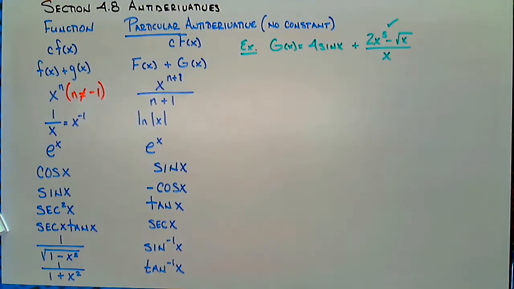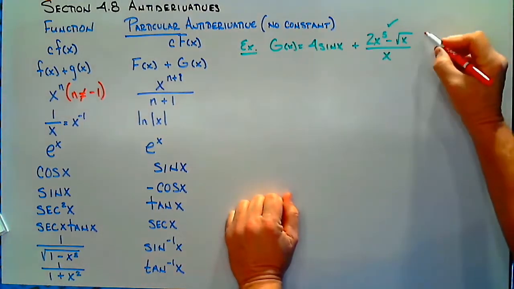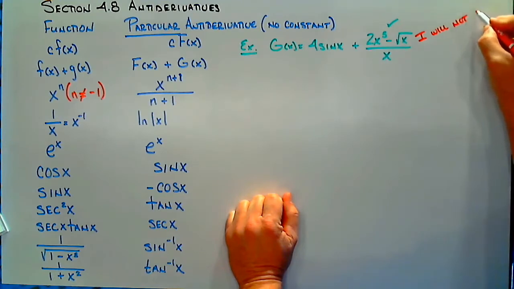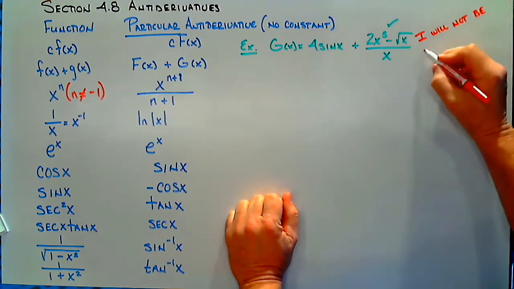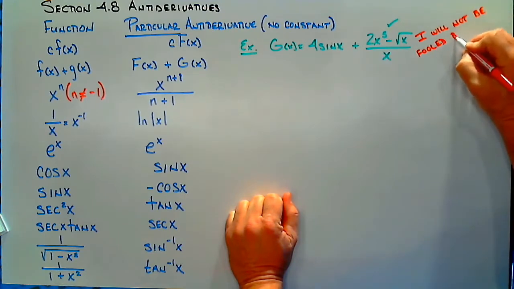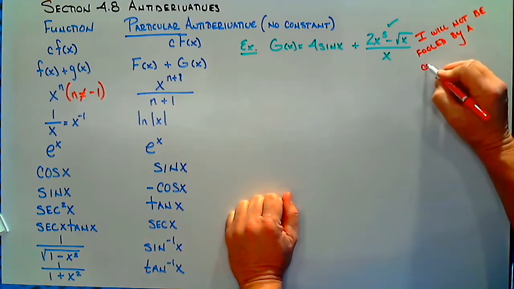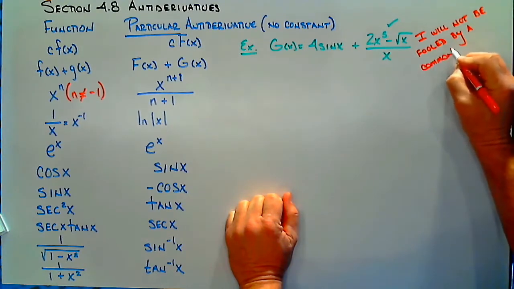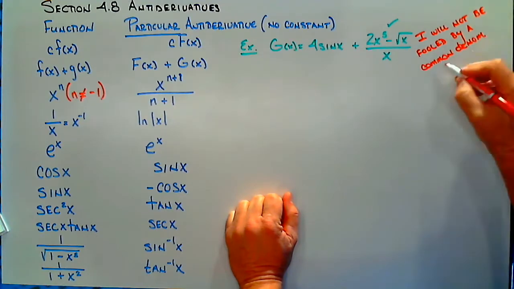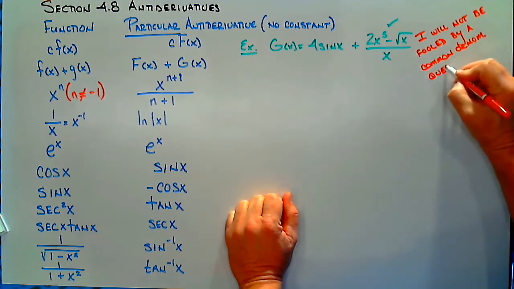Now this is a moment for us to pause, take a look at this, and to write something in our notes, right? We want to write something in our notes about this example. And that is this: I will not be fooled by a common denominator question. All right, this is a declaration.